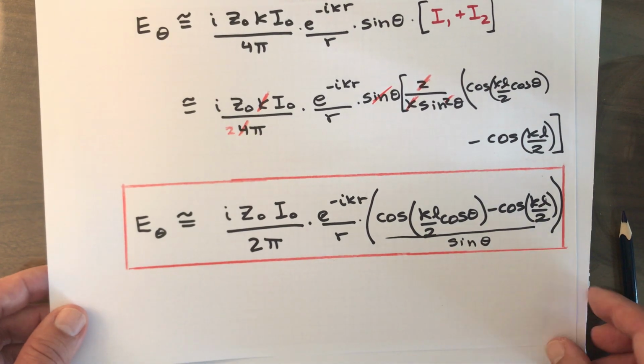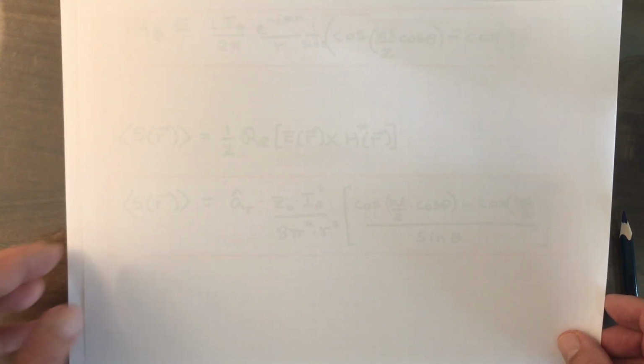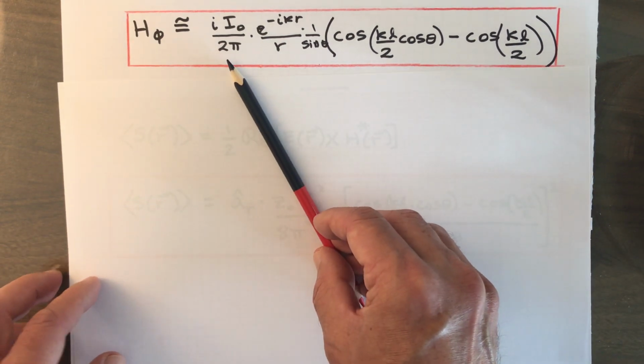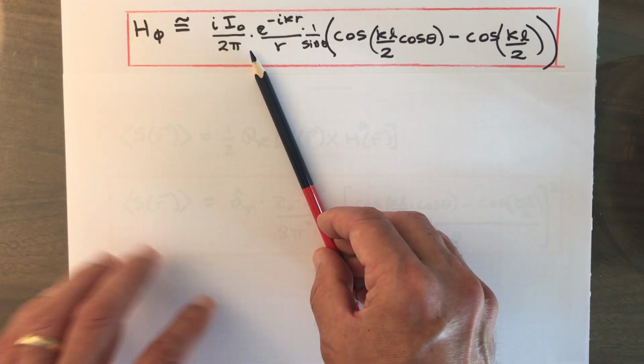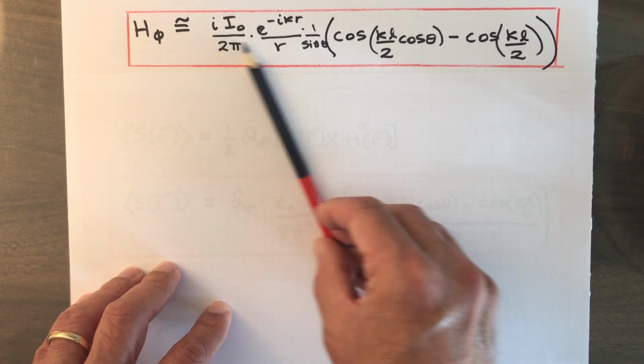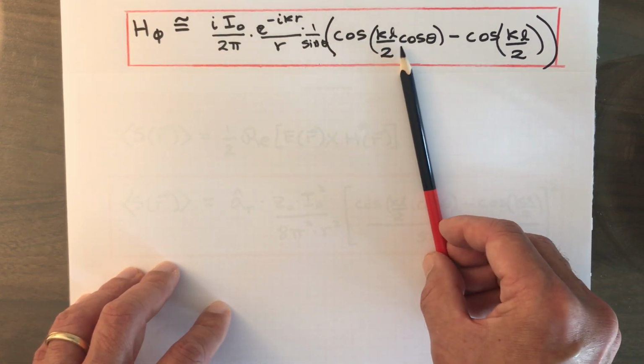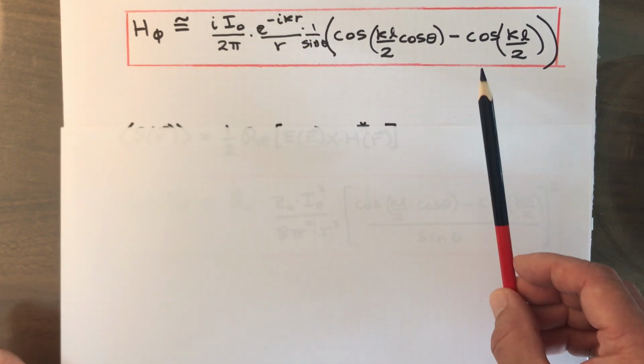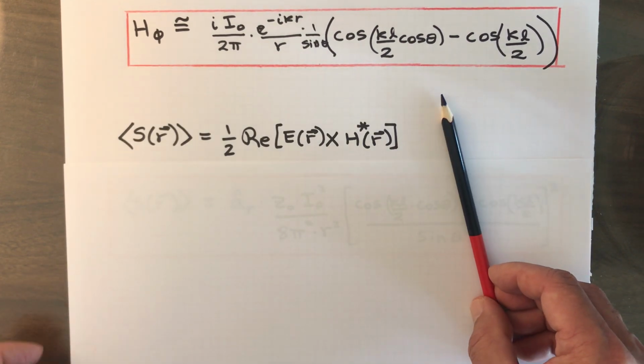So now we know the electric field. We immediately divide by Z naught, and we get the same expression divided by Z naught, and that's the equation for the magnetic field. Again, there's the cosine of cosine. I put 1 over sine theta on the front, and other than that it is the same.